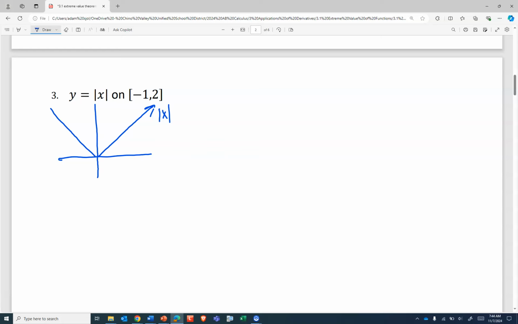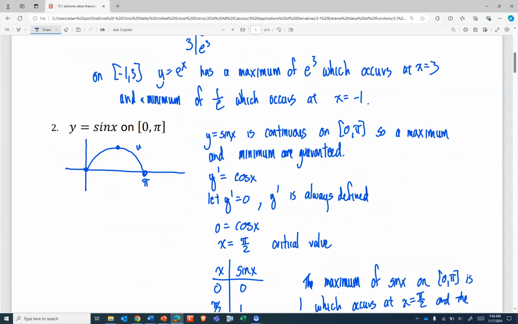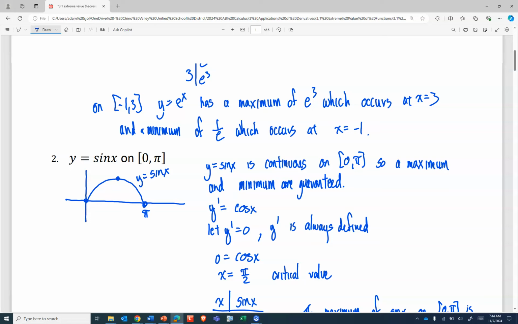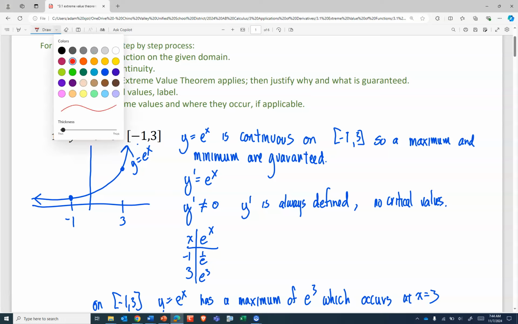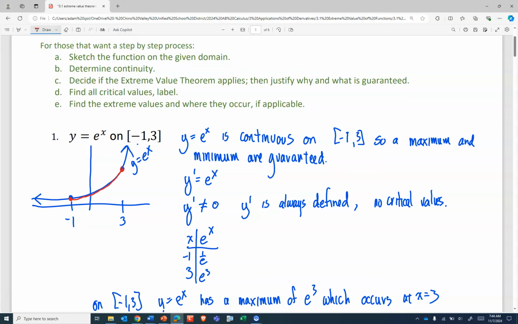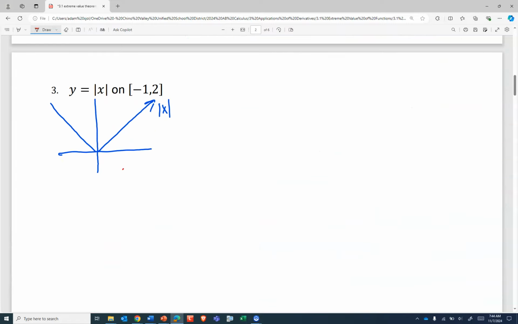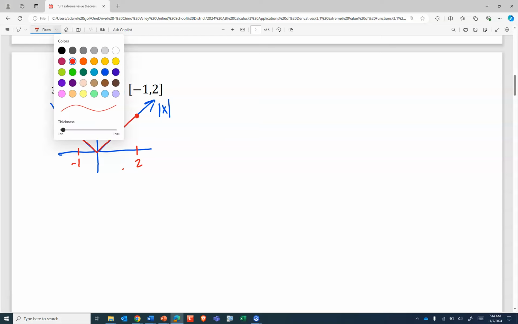Absolute value of x. Did I label these other ones? I don't think I did. Let's go back and do those. And maybe we should highlight the part we're looking at. Okay, so on -1 to 2, there we go. Okay, back to blue.